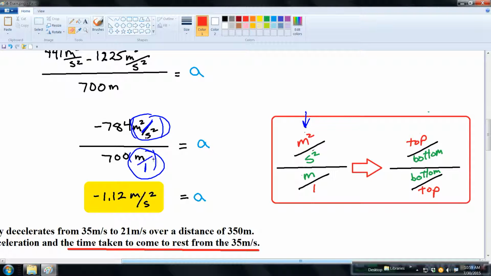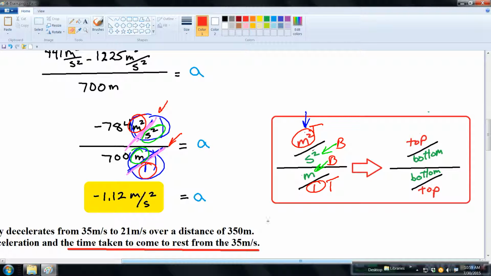And I like to think of it as a sandwich. You've got 2 pieces of bread here, and the stuff that's in the middle is on the bottom. So here we've got seconds squared and meters squared. That's on the bottom, meaning the denominator. And the stuff up top, the stuff that's outside the pieces of bread, so to speak, is going to be the stuff that's on top. So that's on top, and this is on the bottom, that's on the bottom.